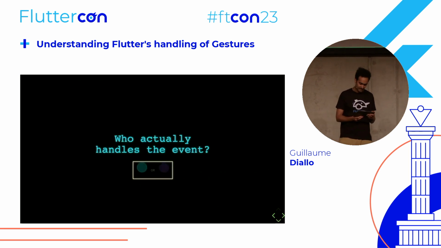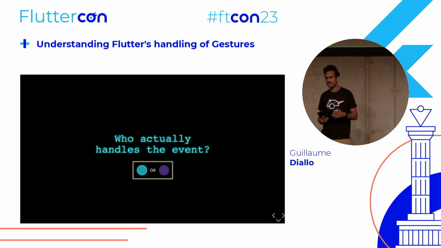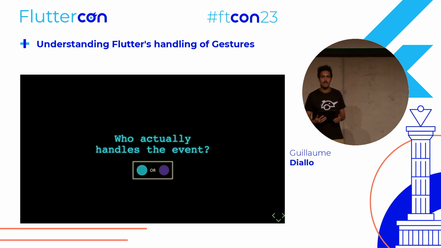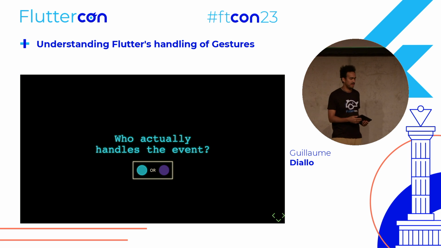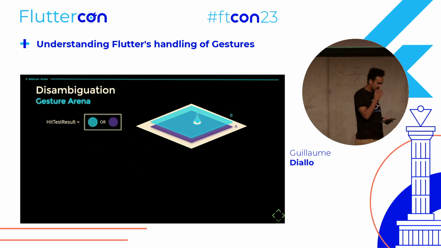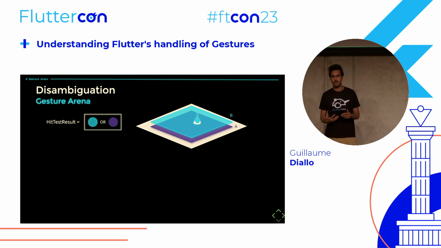Okay, so now you've seen that in most cases we have two or several widgets responding to the same event. So who is actually going to handle that event? Now, to understand this, there's a concept written in the documentation of Flutter, which is called disambiguation. And this comes with one very cool named component, the gesture arena.